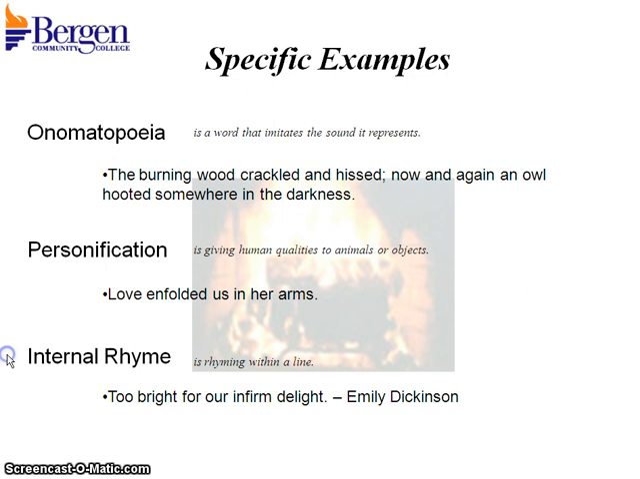Let's look at internal rhyme. Okay, so rhyming within the line. So for poetry, we'll have one line, and if you see the same sound being repeated within that one line, that's called internal rhyme. "Too bright for our infirm delight." So you can see that the I is repeating itself, okay? In that one line, that's internal rhyme.